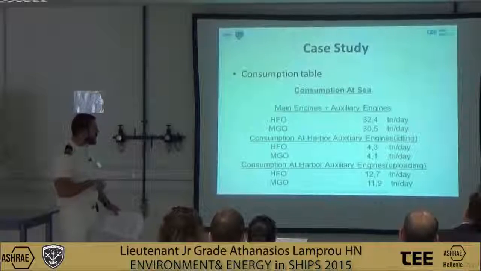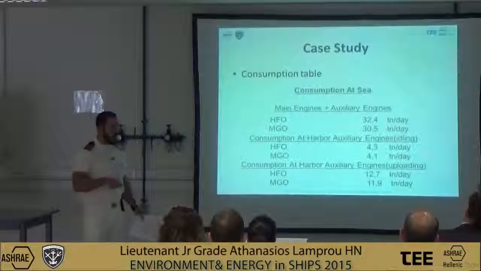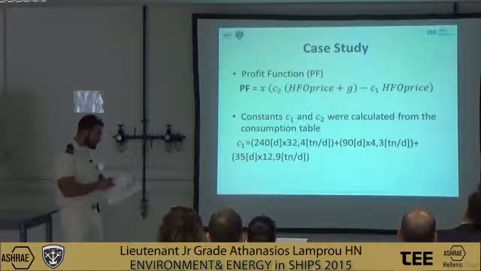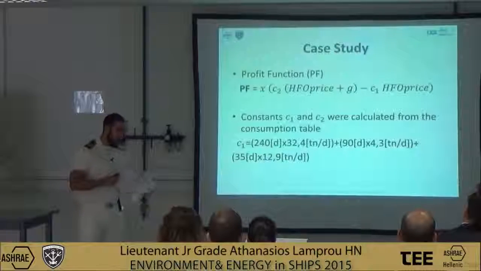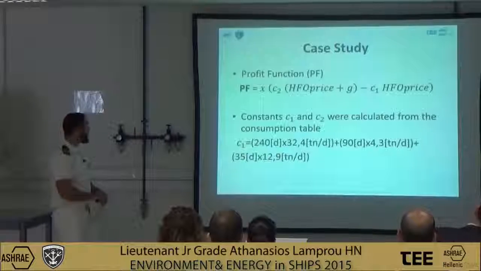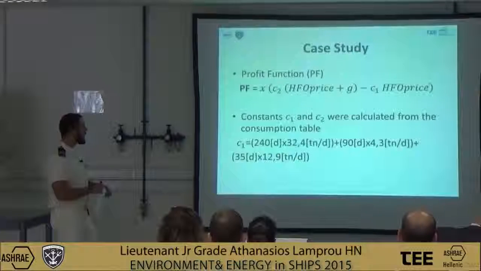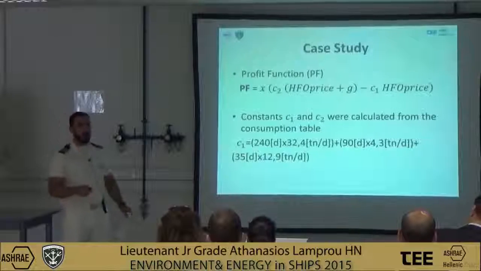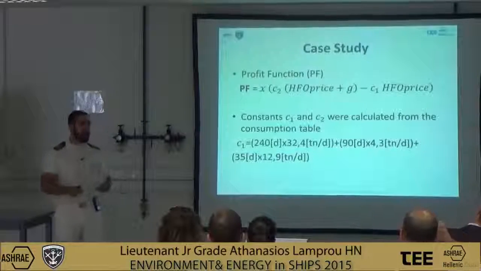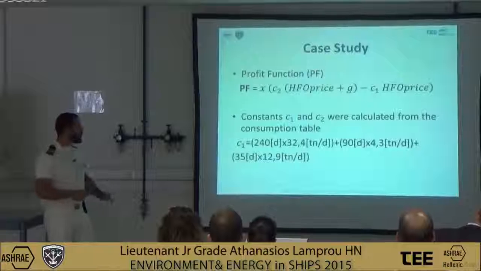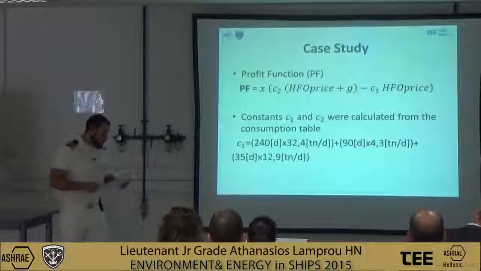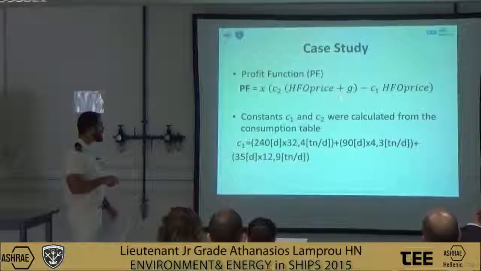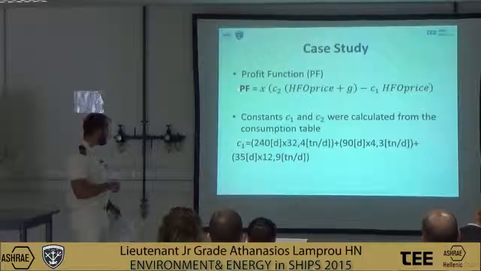We are going to use this data in order to construct the profit function that we will see in this slide. In the profit function, we have two variables: variable x, which is the ECA activity, and variable g, which is the gap between the two prices, the prices of the fuels that the ship can use. It can be easily noted that when x and g grow, so does the profit.